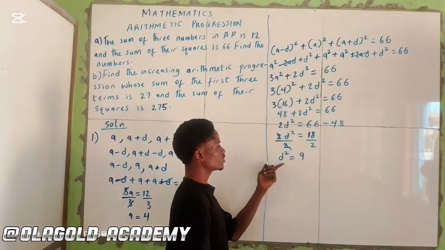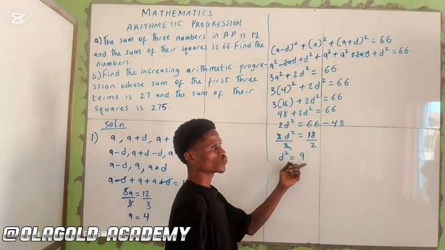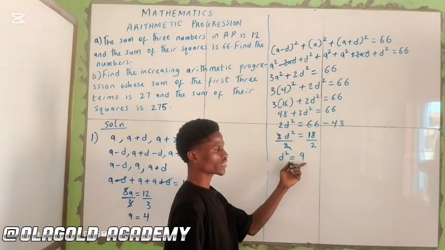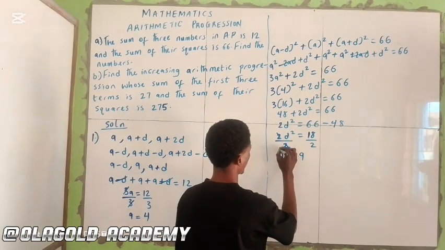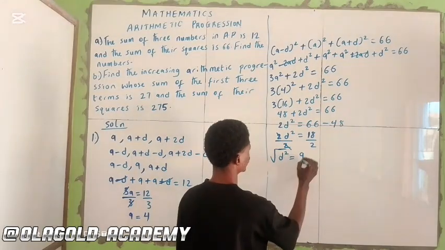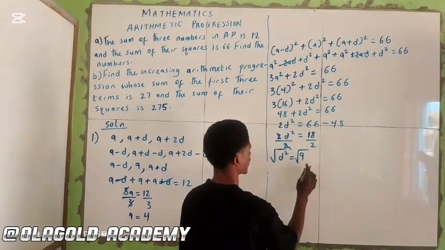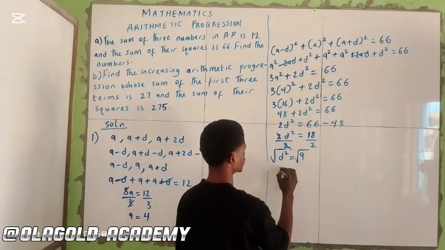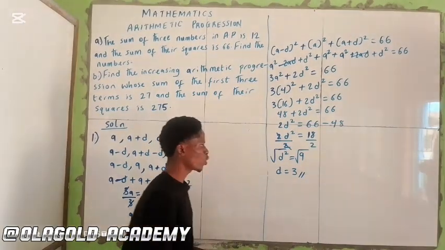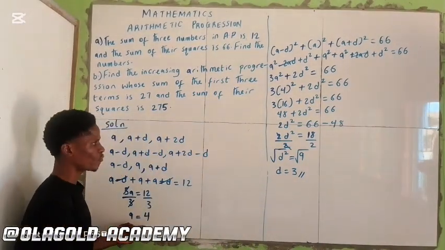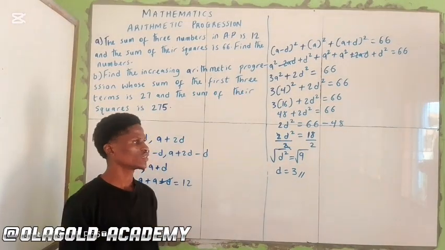So we are looking for d, not d squared. What do we do? We find the square root of both sides. So the square root of d squared and the square root of 9. So you have d equals 3. So our a is 4, our d is 3.